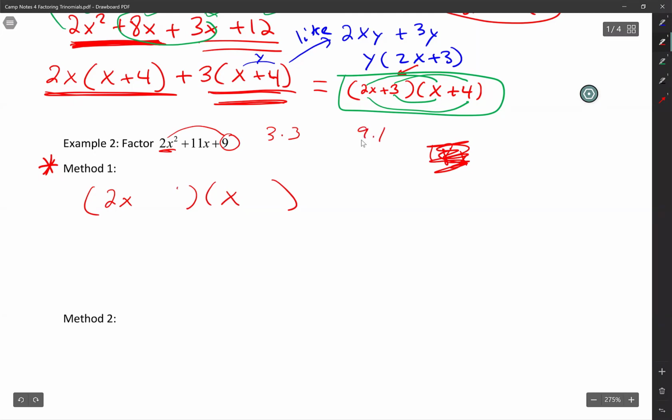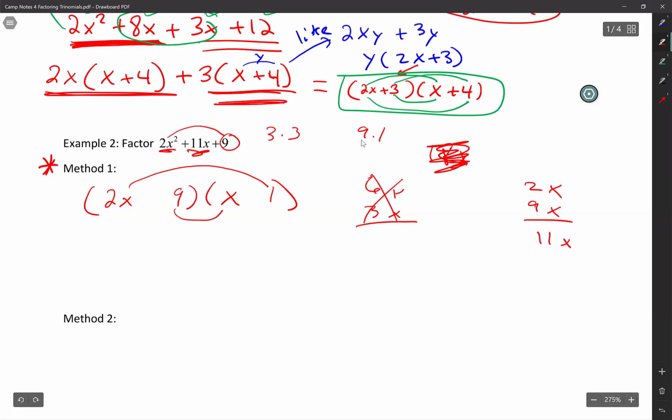It can't be the 3 and 3 because if I try the 3 and 3, let's see, 2x times 3, that's 6x. And then 3 times x, that's 3x. And 6x plus 3x, that's 9x. So it can't be that one because I wanted to add it to an 11x, guys. So the next one, let's try 9 and 1. So if I wanted to add up to an 11, then I got to try a 9 on this one and a 1 on this one. Because look, 2x times 1 is 2x, and then 9 times x is 9x. And 9x plus 2x, well, there's your 11x.